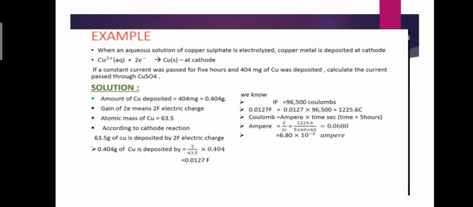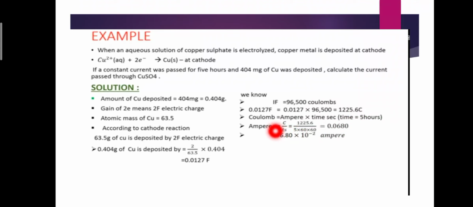One Faraday is equal to 96,500 coulomb. So 0.0127 Faraday is equal to 0.0127 into 96,500, which is equal to 1225.6 coulomb.